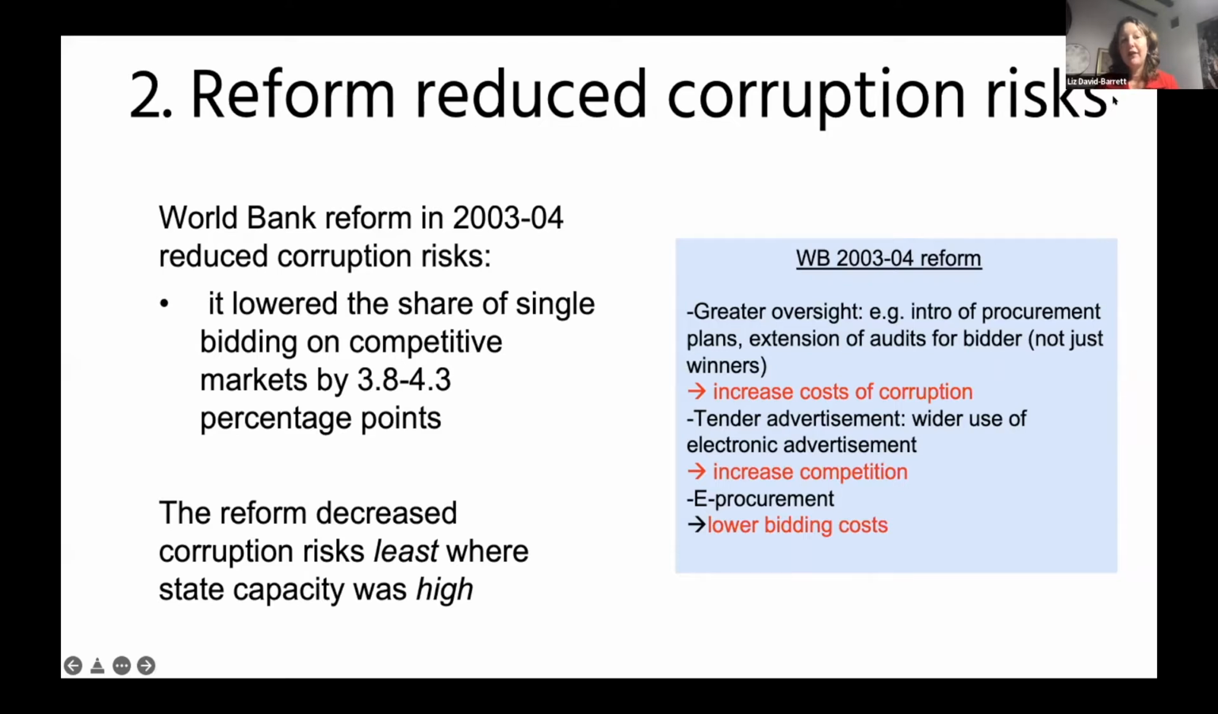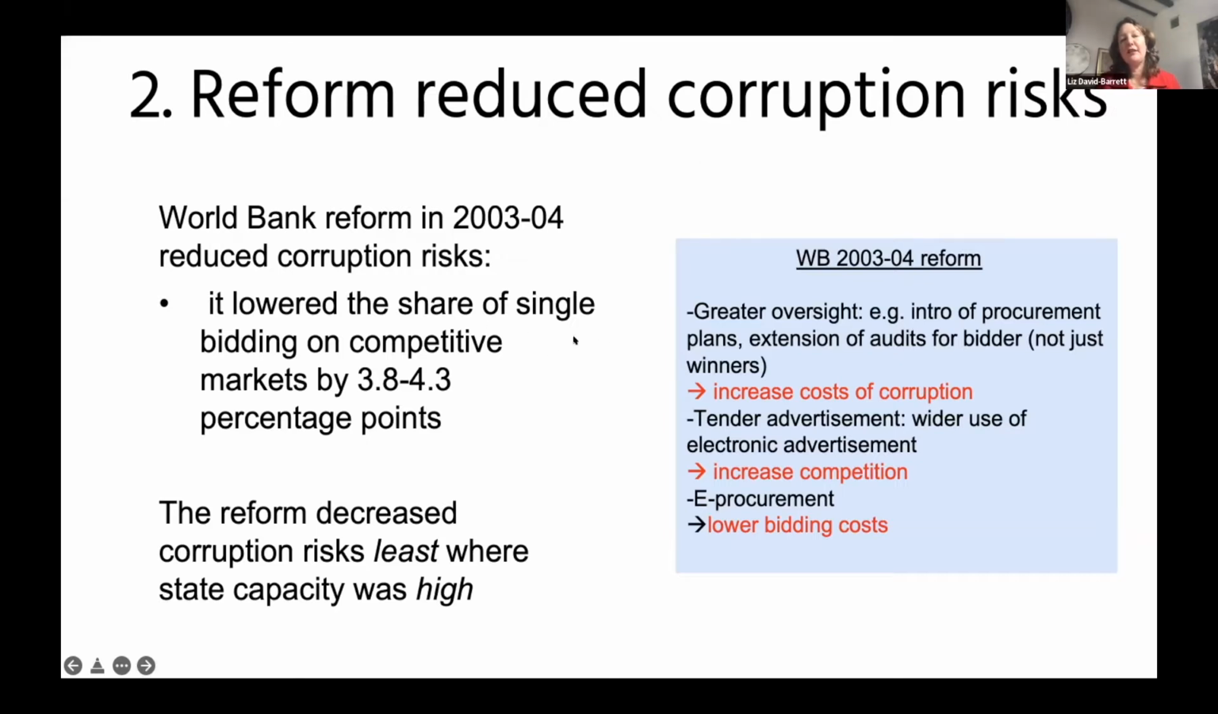We also found that it decreased corruption risks least where state capacity was high. So if you already had a reasonably effective state, then it was less effective. If you had a less effective state, then it was more effective, which also makes sense.